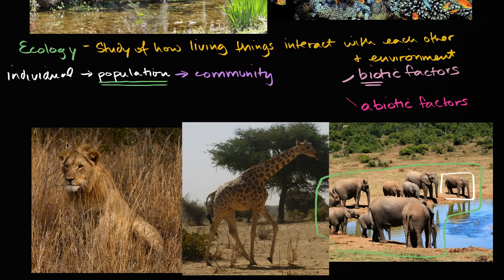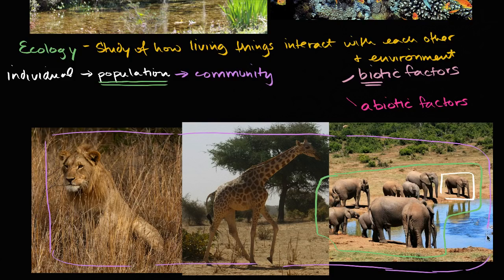So let me circle them. So they would be members of the community. And it wouldn't even just be the big animals that you see here. It would include all the life that is in that area. So it would include the vegetation that is in the area. It would include the bacteria. It would include the fungus. It would include any animals that are living inside of this water that you see there.